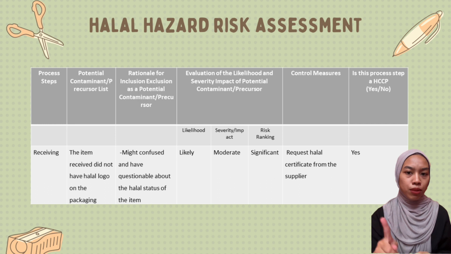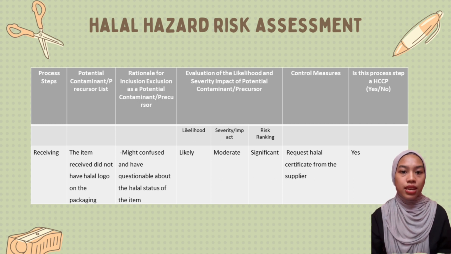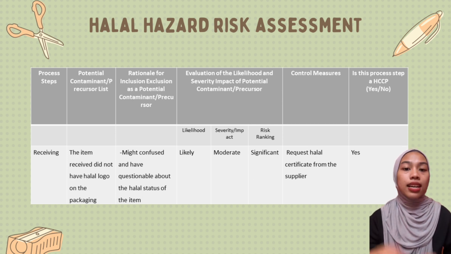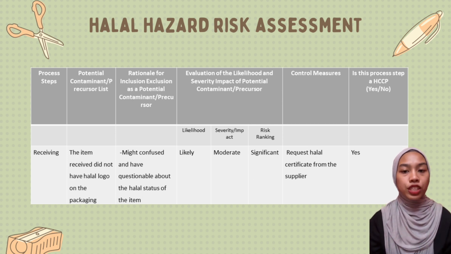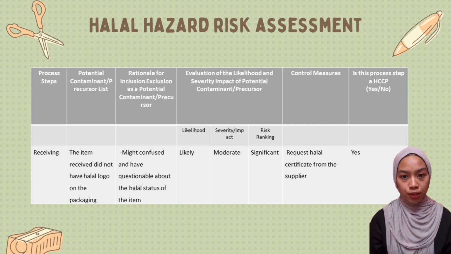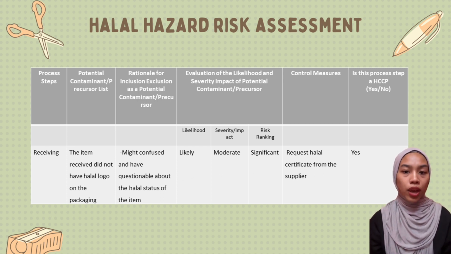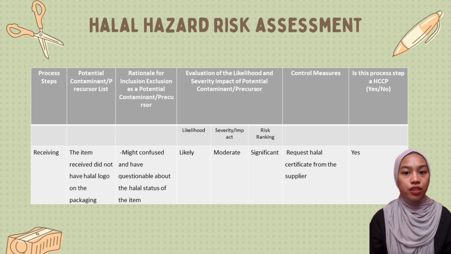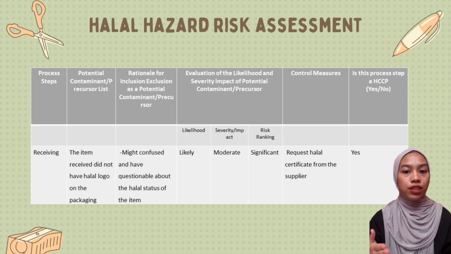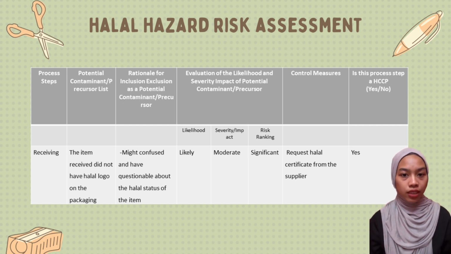I will start with table 1, halal hazard risk assessment. This process is determined as a halal critical control point by this assessment. The potential contaminant is that the item received did not have a halal logo on the packaging. This might confuse and raise questions about the halal status of the item received. This is likely to happen in the kitchen, but the severity of this contaminant is moderate. Therefore, the risk ranking is significant.